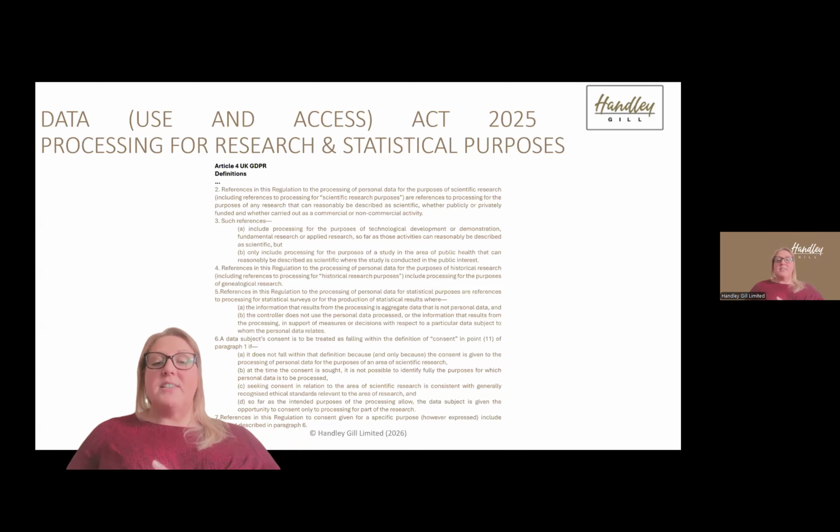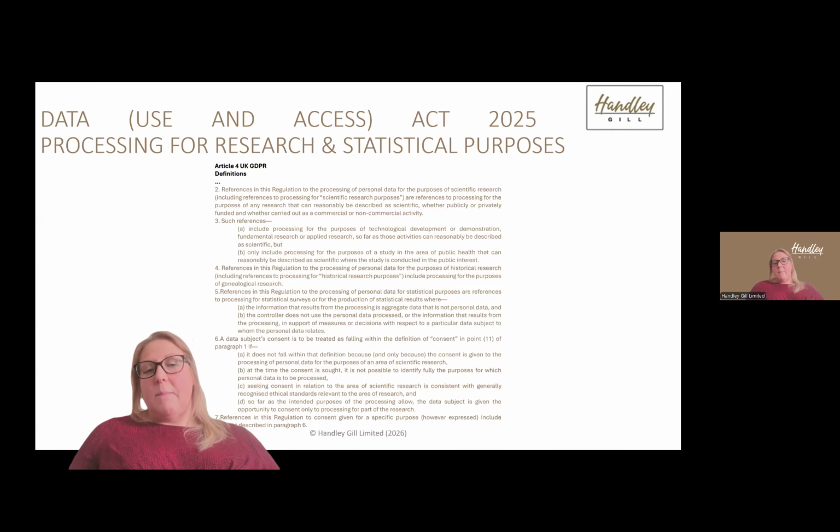There is a change, however, that says processing for the purposes of study in the area of public health that can reasonably be described as scientific must be conducted in the public interest in order to benefit from the definition of RAS purposes, from the particular changes and relaxations that apply to RAS purposes. Public health studies must be in the public interest. Any other scientific research, though, doesn't have to be in the public interest. Clarity that historical research can include genealogical research, and then what constitutes processing for statistical purposes.